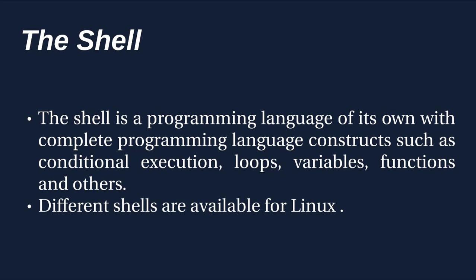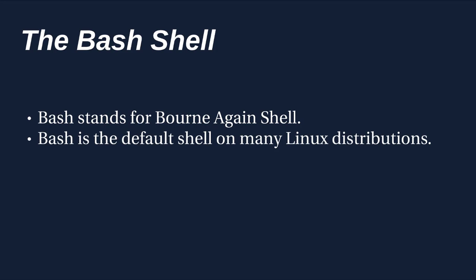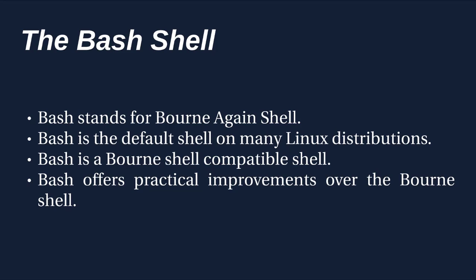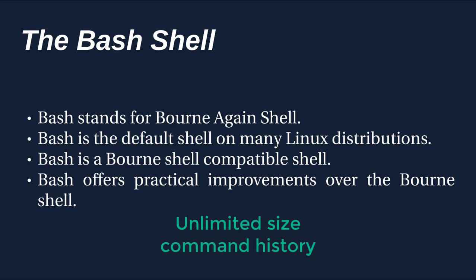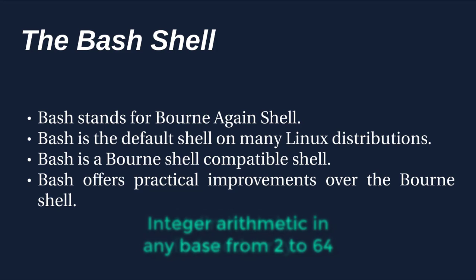Different shells for Linux are available, but Bash is the common shell. So when we are talking about the shell in this course, we are talking about the Bash shell. Bash stands for Born Again Shell, and it is the default shell on many Linux distributions today. It is also a Bourne shell compatible shell, and offers practical improvements over the Bourne shell for programming and interactive use, which includes command line editing, job control, unlimited size command history, shell functions and aliases, unlimited size indexed arrays, integer arithmetic in any base from 2 to 64.